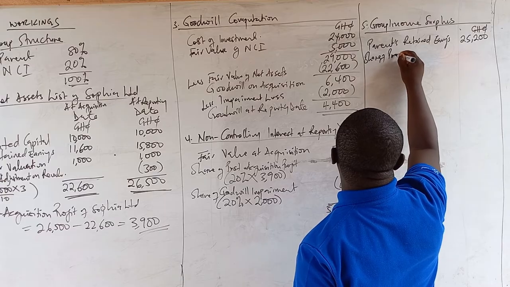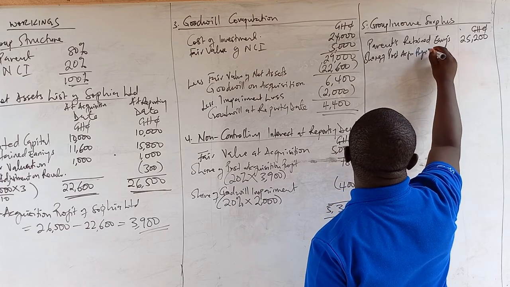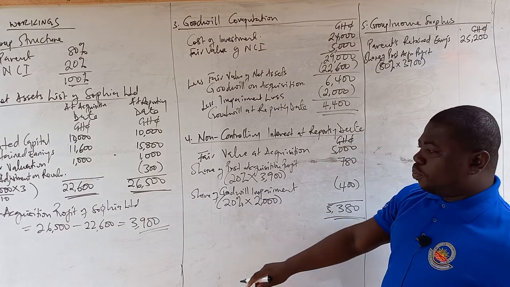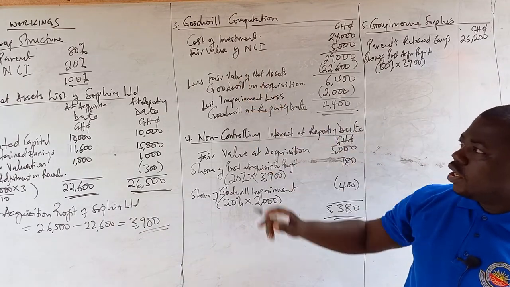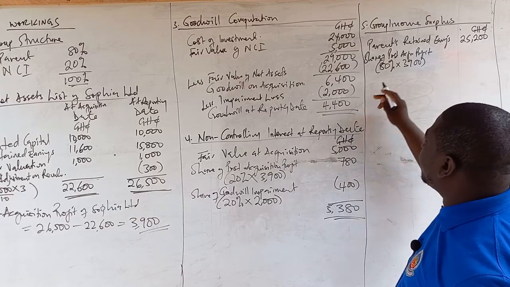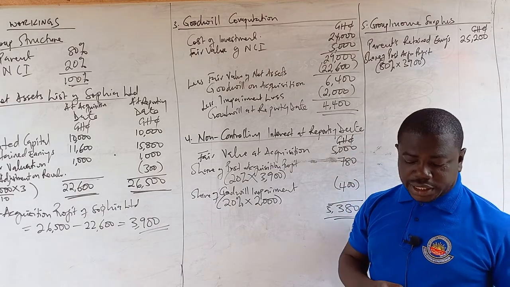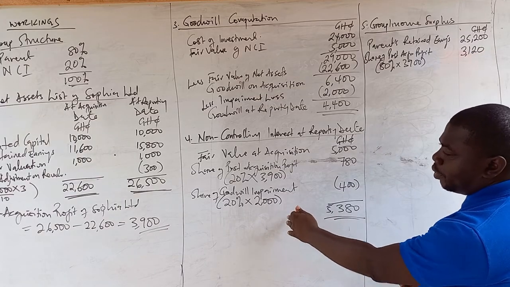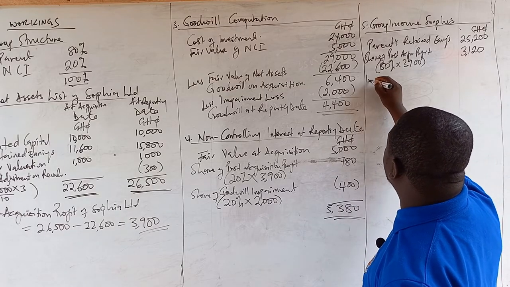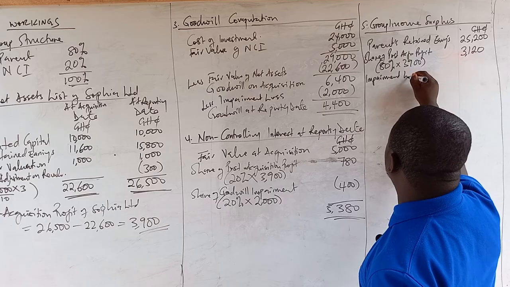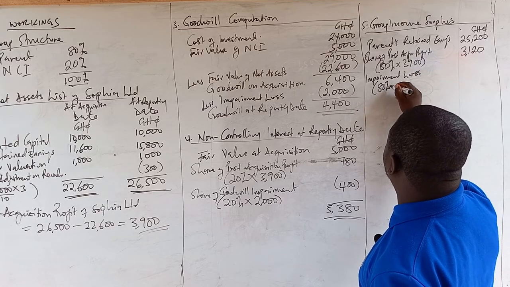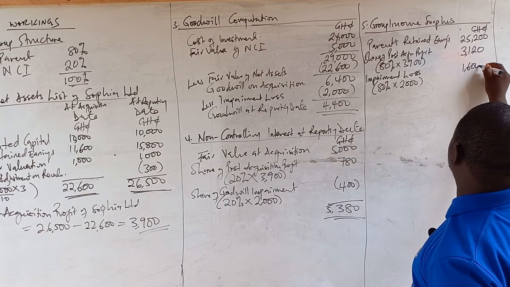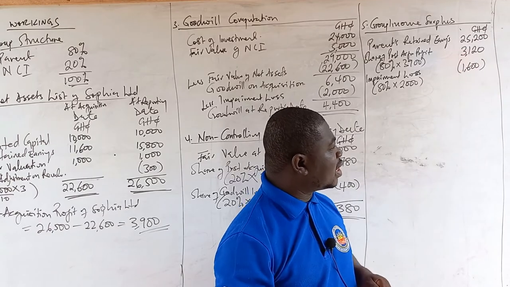And just as we know, we add their share of the post-acquisition profit, just as we did for the NCI. So share of post-acquisition profit. And the post-acquisition profit is 80% of 3,900. We all know that the post-acquisition profit is 3,900 and their share of the group structure is 80%. So 80% of 3,900 Ghana cedis, and that is going to give us 3,120. And just as we attributed the impairment loss to the non-controlling interest, impairment loss will also come here. So impairment loss, they get 80% of the loss, 80% of 2,000, and that is going to be 1,600. Remember to put that in brackets, 1,600, because we are subtracting.